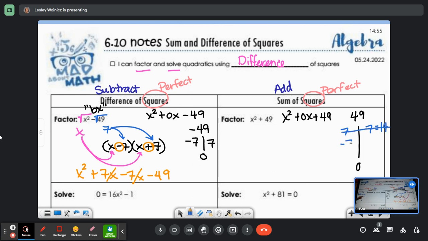Okay, so make one of them negative. Then would that be negative 49? Does that give me a positive 49? No. Okay. What if I make them both negative? That'd be negative 14. So that one doesn't work either? No. So if there aren't any magic numbers, then we say that this one is not factorable.